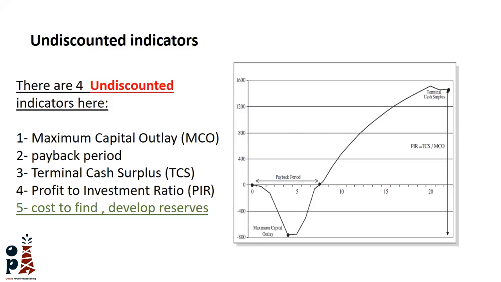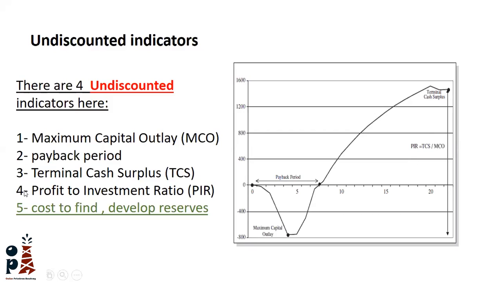You just deal with the numbers as they are, as nominal values. So we have four undiscounted indicators. First one is maximum capital outlay, which is the maximum negative in the cash flow curve. The second parameter is called the payback period, which is the point where the curve intersects again with the x-axis. The third parameter is called terminal cash surplus, which is the last positive value in the cash flow curve.